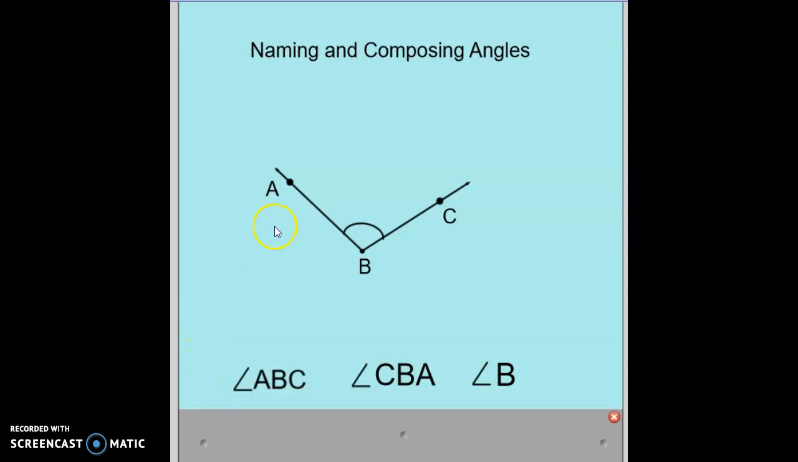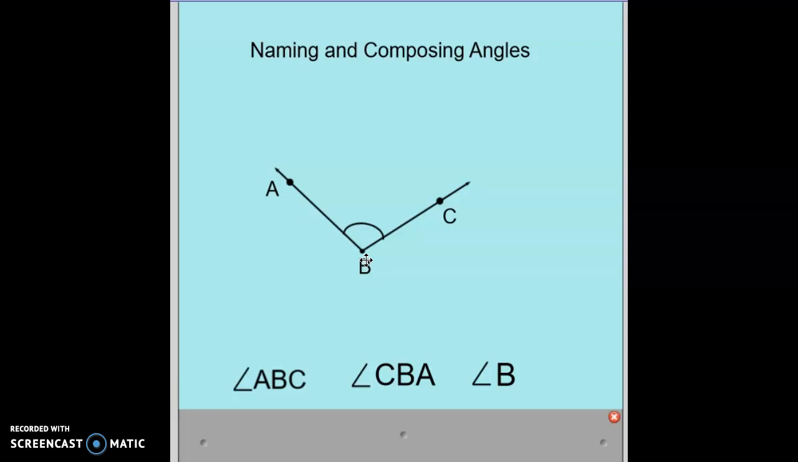Take a look. We can call it angle, and we use that symbol for angle. This is angle A, B, C, written like this. Angle C, B, A would be written like this one. Or, if you don't want to write all three letters, a shortcut version would be angle B. And again, it's called angle B because B is at the vertex. So that's a quick review on how to name our angles, because now we're going to compose angles.